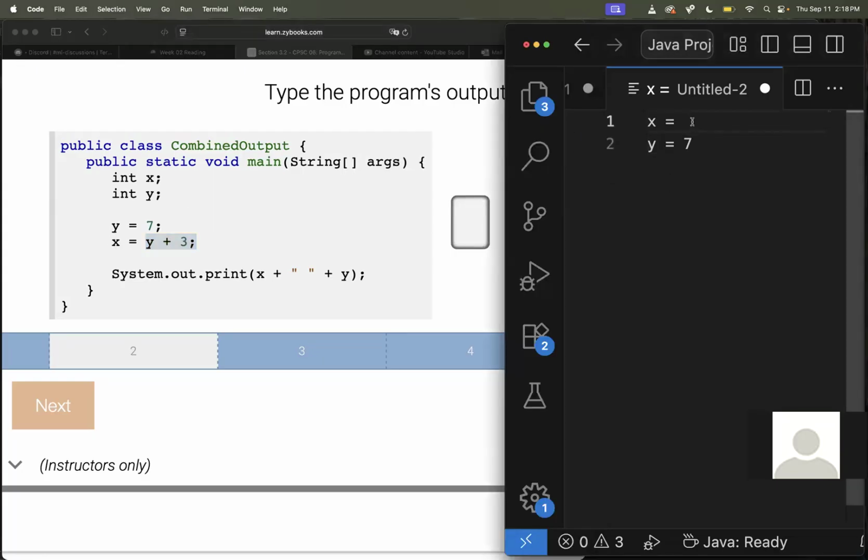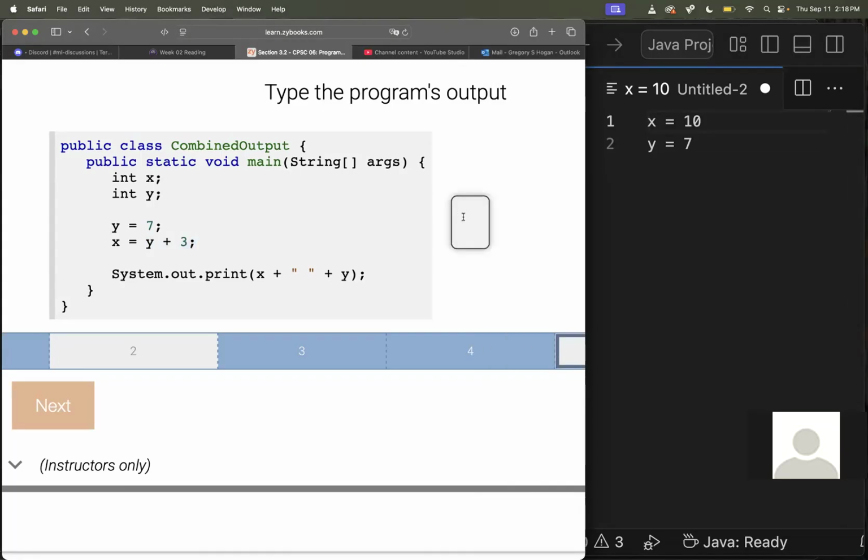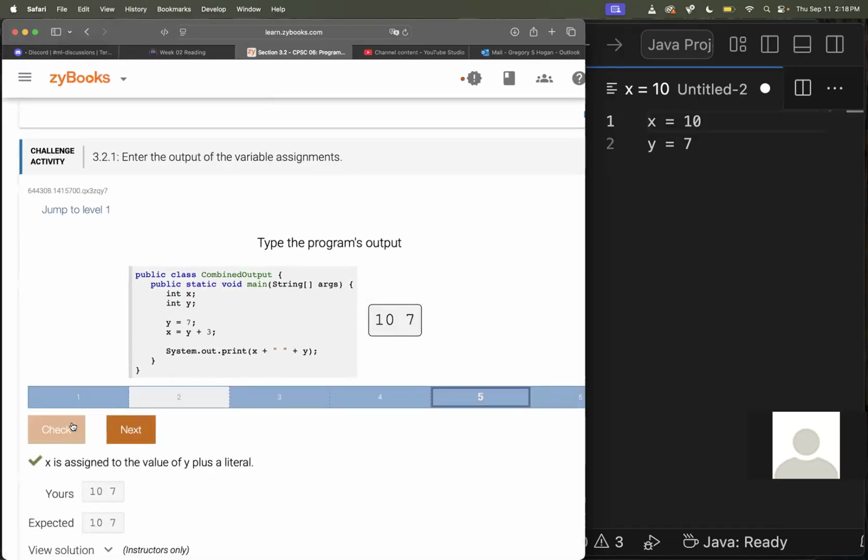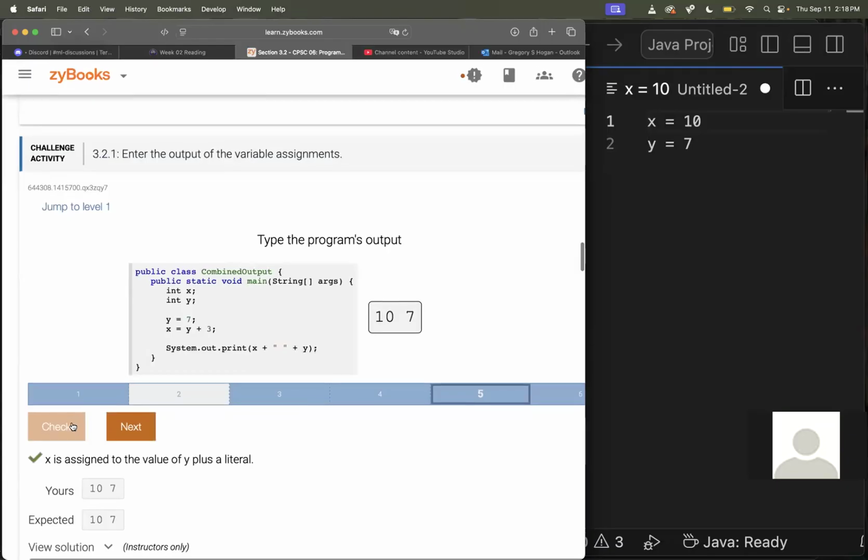So you go up here, put in a 10. And so these are the values that you're going to have. x equals 10 and y equals 7. And then it prints out x, a space, and a y. So you end up with x, which is 10, a space, and the y, which is 7. Okay, so you can have math and you need to understand how the assignment works.